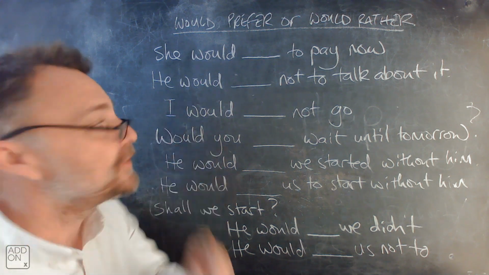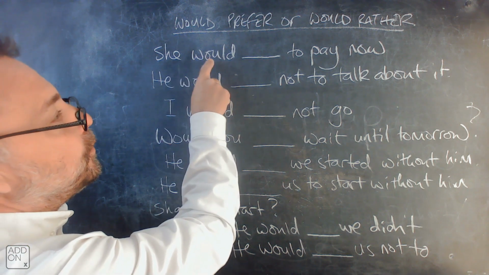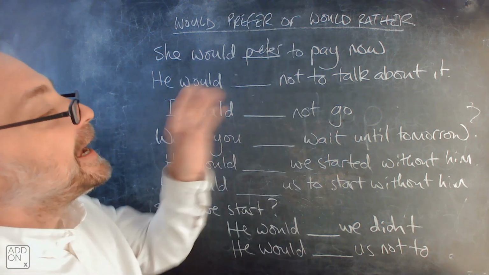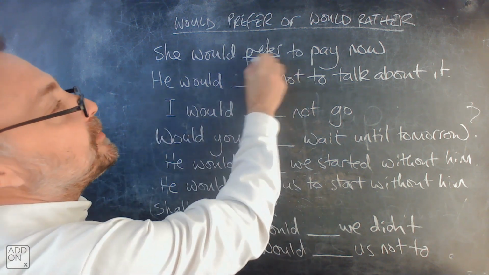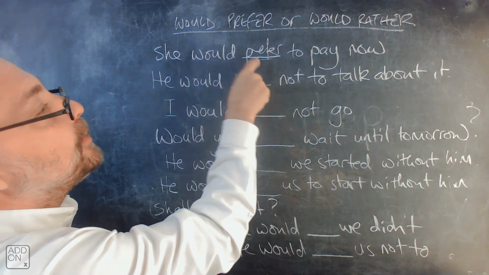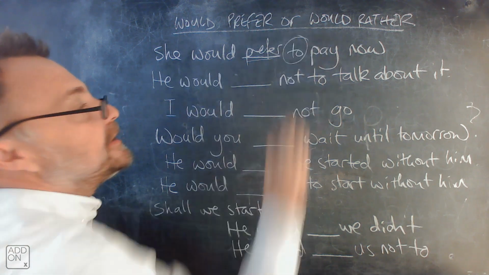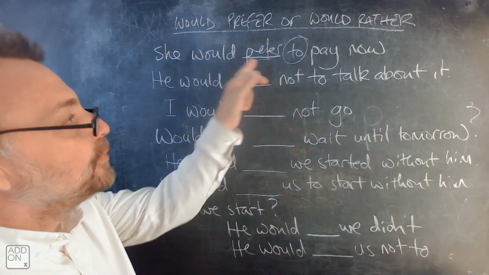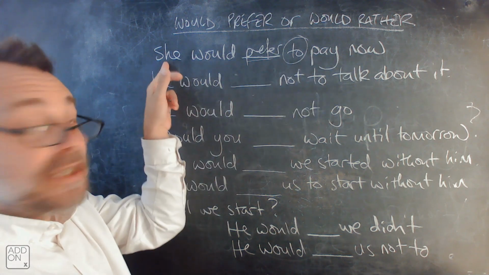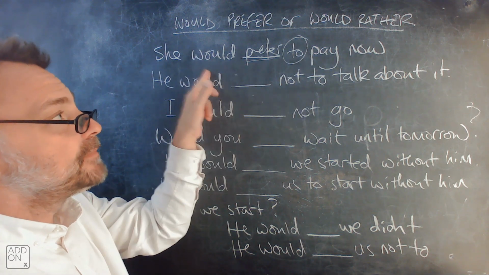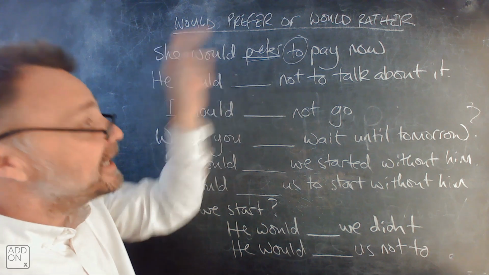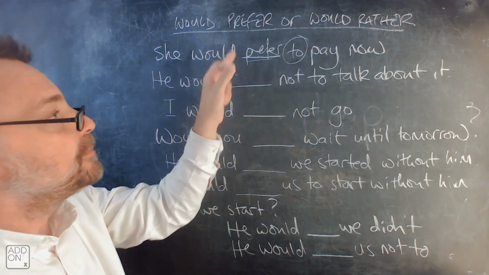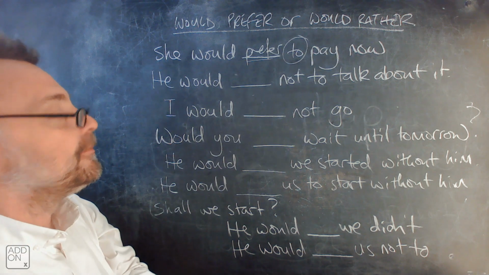Okay, the first one. She would prefer to pay now. Now, when we use prefer, she would prefer, we use the to in the infinitive of the verb. So, she would prefer to pay now. She is the subject of the preference, she would prefer, and she is the subject of pay. So, we use the infinitive. She would prefer to pay now.